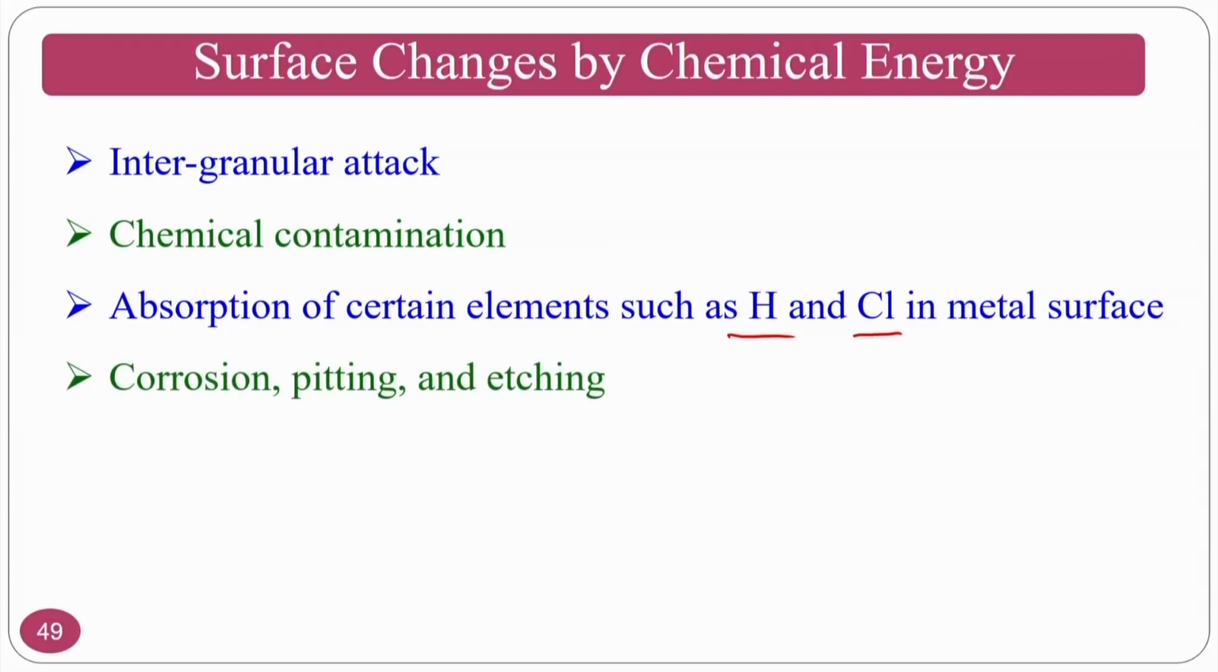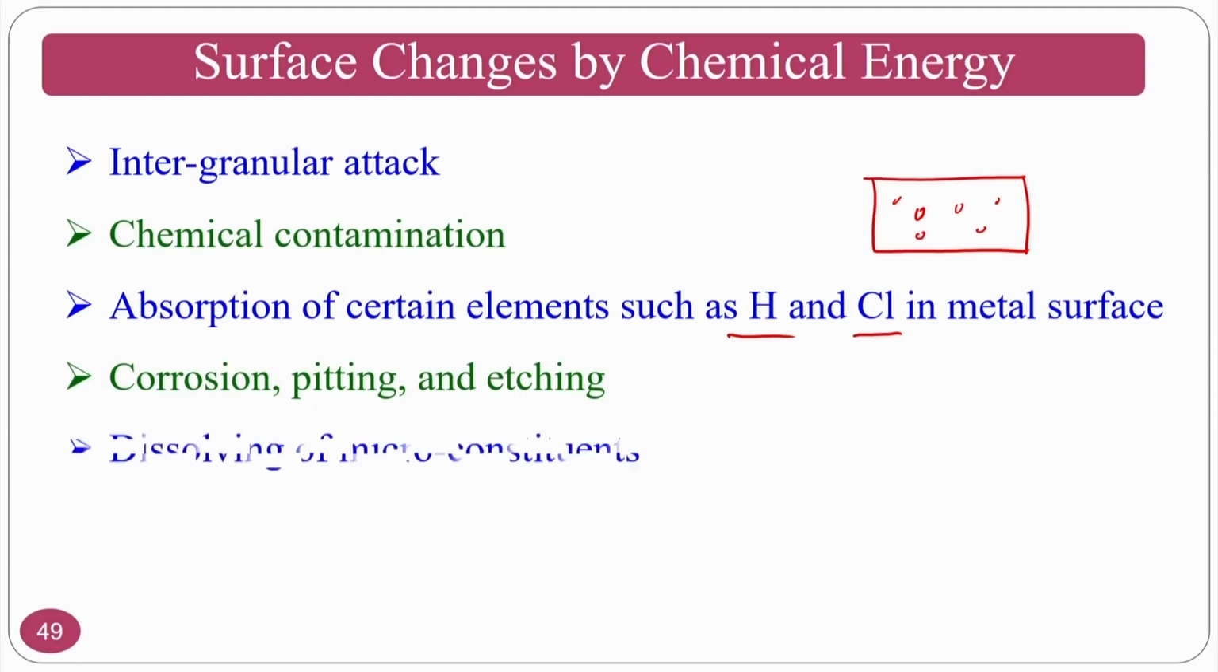Corrosion, pitting and etching. Normally, if you are using iron based alloys and you do acid etching or something, what will happen? There will be corrosion, because these are highly susceptible to corrosion. Pitting, that means holes will be formed. Assume I have a surface like this, and holes are formed, those are nothing but the pits. And etching, you can do the chemical etching process and other things.